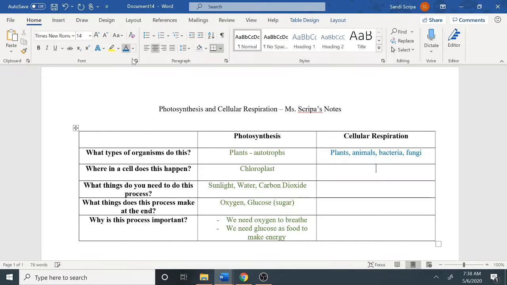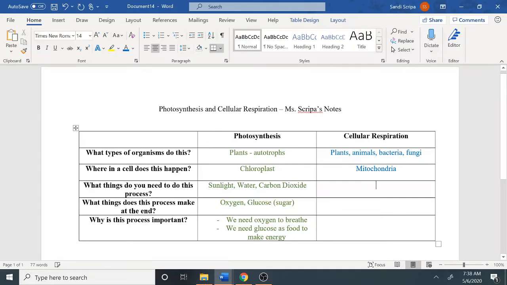And we do not have chloroplasts. That is something that only plants have, but we all have a mitochondria. So the mitochondria is where this is happening inside of a cell. Sometimes people say that the mitochondria is the powerhouse of the cell, and we'll learn about why that is.